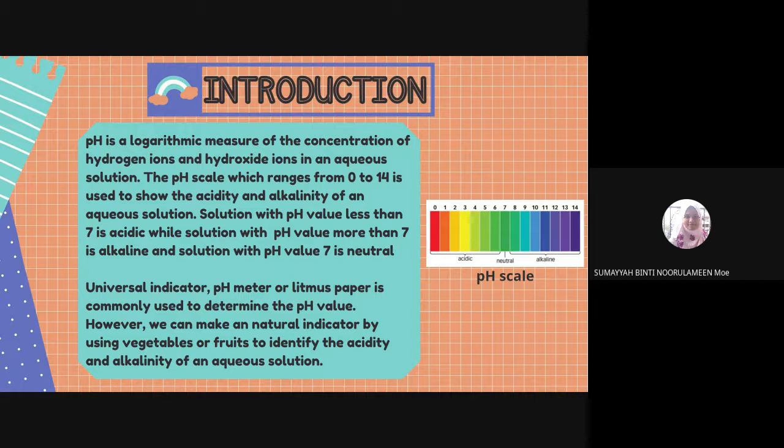Universal indicator, pH meter or litmus paper is commonly used to determine the pH value. However, we can make a natural indicator by using vegetables or fruits to identify the acidity and alkalinity of an aqueous solution.